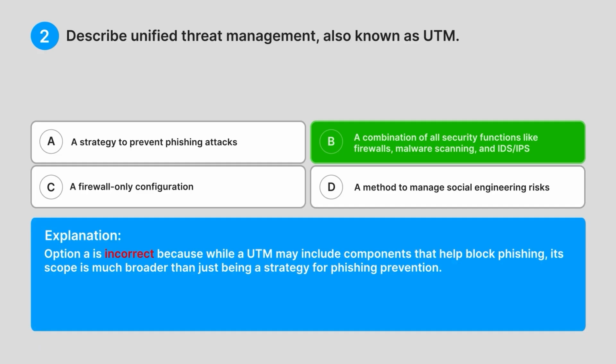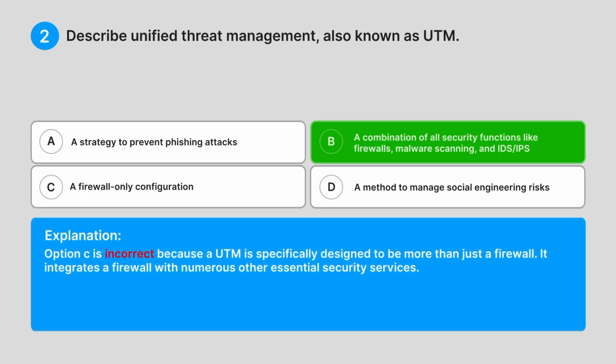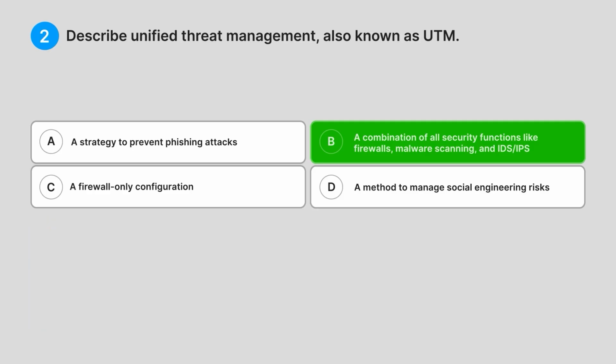Option A is incorrect because while a UTM may include components that help block phishing, its scope is much broader than just being a strategy for phishing prevention. Option C is incorrect because a UTM is specifically designed to be more than just a firewall. It integrates a firewall with numerous other essential security services.